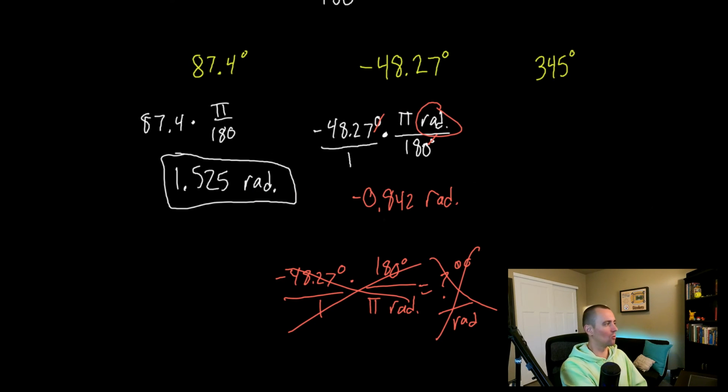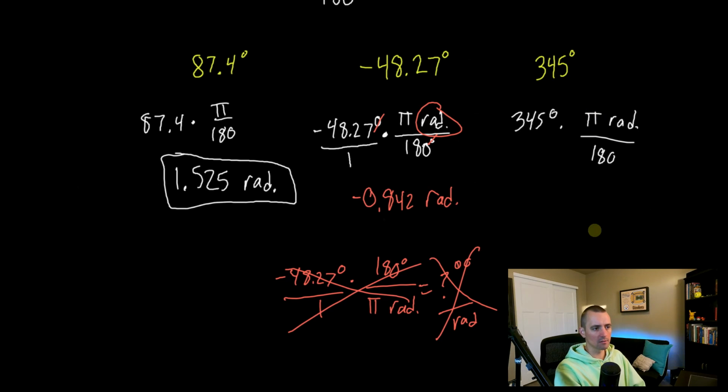Okay, so let's do one last quick example because this one's going to be a little bit different because it actually is a nice whole number that we might be able to get our radians in exact form instead of having to type it into a calculator and get some messy decimal. So let's say we have 345 degrees times pi radians over 180 degrees.